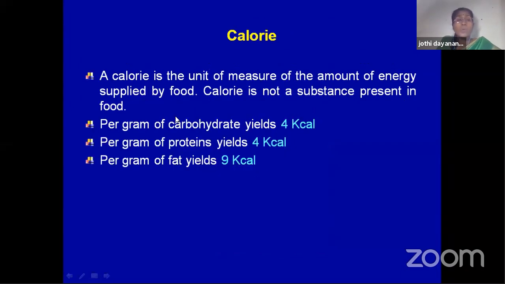When you look into calories, a calorie is basically a unit of measurement. You can't see it with your naked eyes.